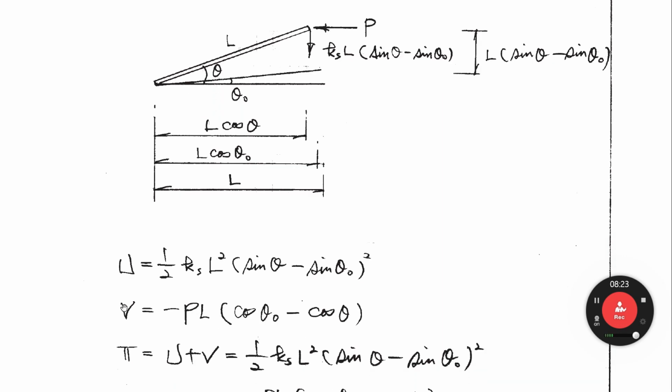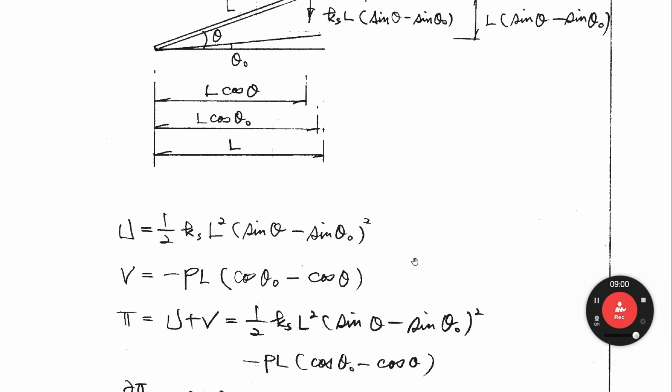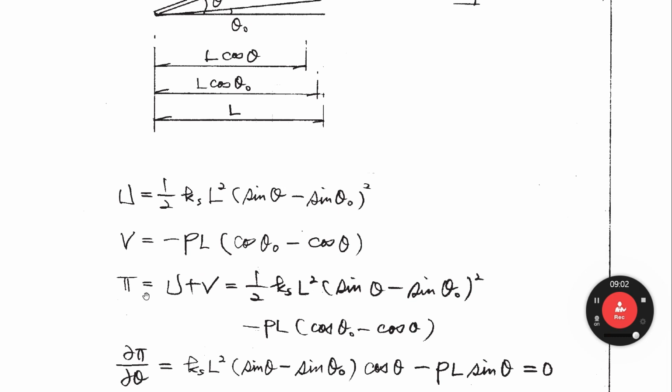This is potential energy of P. Original position here moves to here. So PL cosine theta 0 minus PL cosine theta. So this is potential energy. Potential energy decreases, so minus. Strain energy increases, plus, right? So total energy is strain energy plus potential energy.